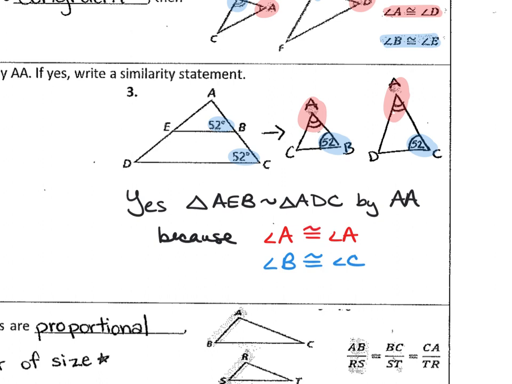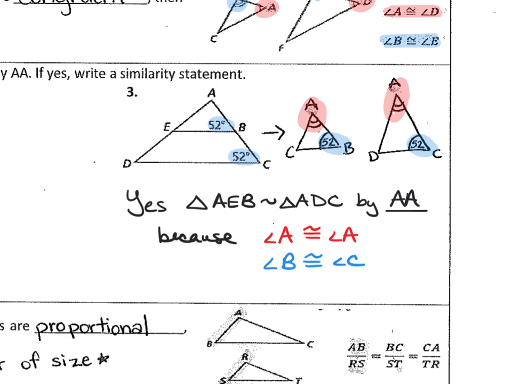So this part right here says similar. That's answering the question. Yes, they're similar by the theorem we're using, which is angle-angle, because I identified two corresponding congruent angles, and then I just gave my evidence underneath. That's the angle-angle similarity theorem. How do we feel about it? Can we identify two angles? Yes. Fabulous. Let's go on to the next one.